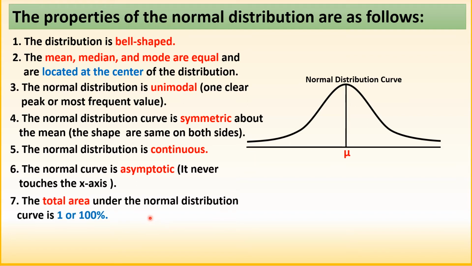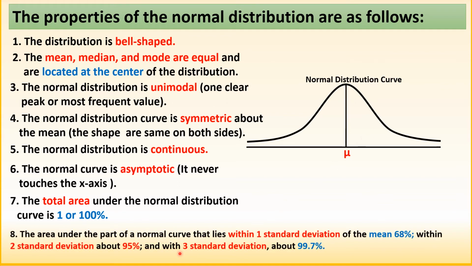Number 7, the total area under the normal distribution curve is 1. O that is 100%. So, ito yan. Yung mismong ilalim nitong curve na to, pag kinuha mo ang area niyan, that is equal to 1.